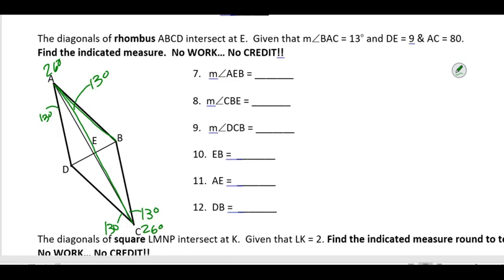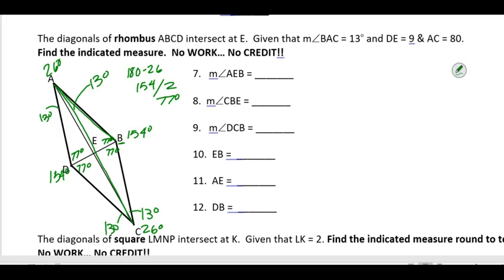Then to find angle B right here, all of it, we're going to do 180 minus 26, and that's going to be 154. So that means this whole angle here is 154, and to find the parts of it, we're going to divide that by 2. And 154 divided by 2 is 77. So that means this part right here is 77, 77, 77, 77, and again 154 over here.